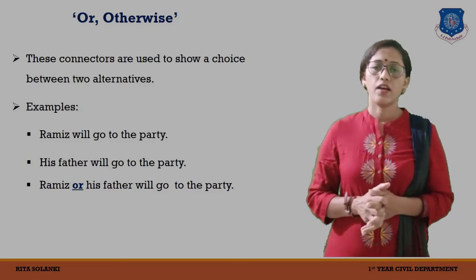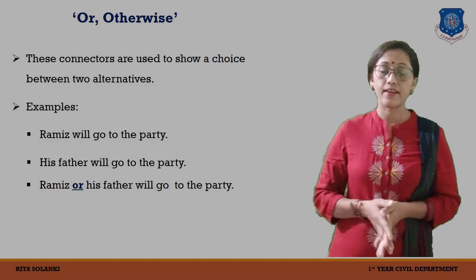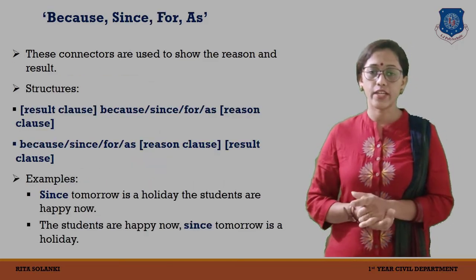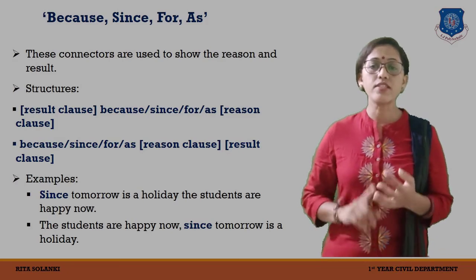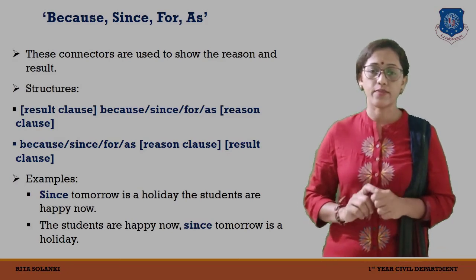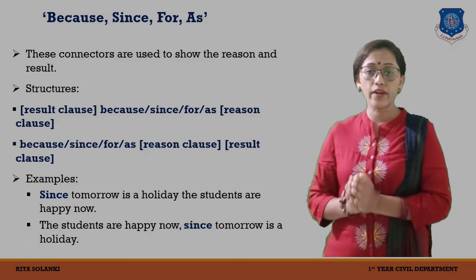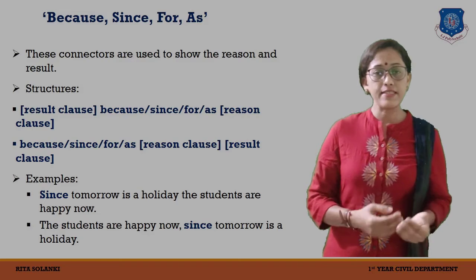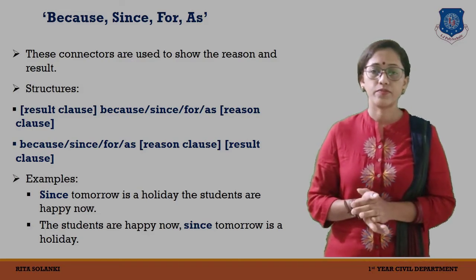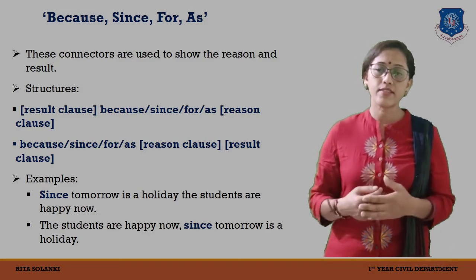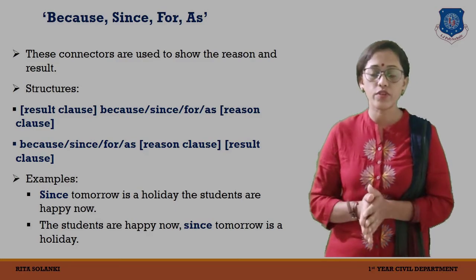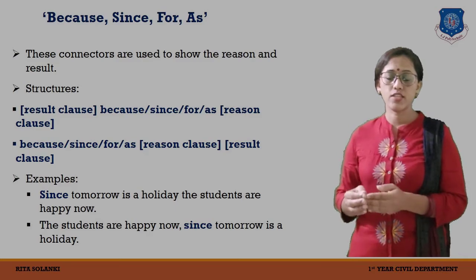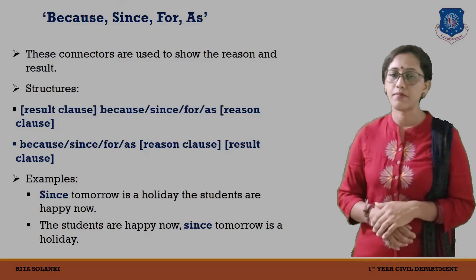After taking or and otherwise, another set of 4 different connectors is because, since, for and as. All these 4 different connectors are used to show reason and result. Yes, we can make sentences from 2 different structures. So let's take an example to understand these 2 structures in the best manner possible.